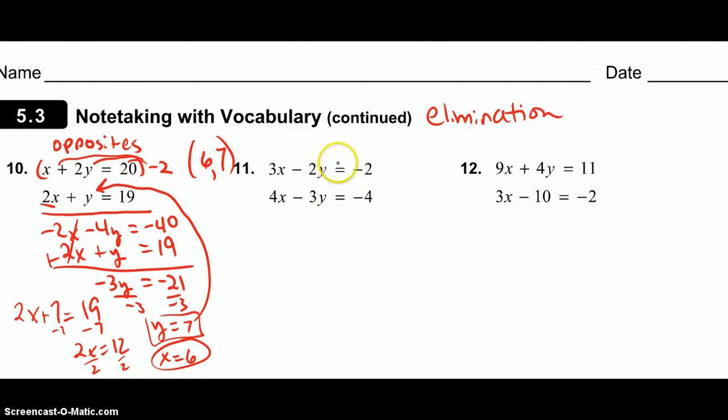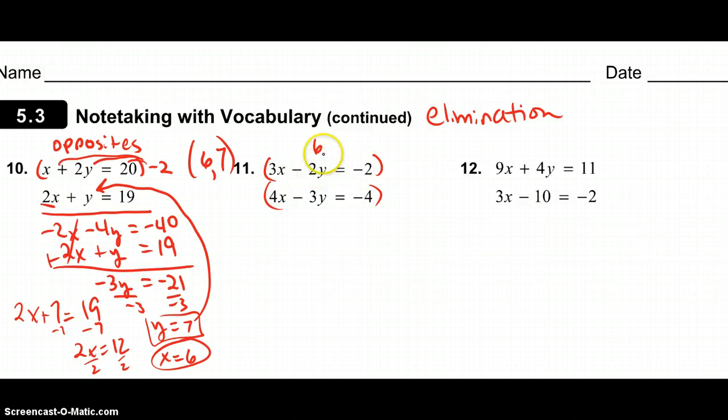So the tricky thing at first is trying to get those opposites. Look at number 11. You can either eliminate the x's or eliminate the y's. Just because we eliminate the x's on the first one, let's try to eliminate these y's. So I need these to be the opposite number. I see a 2 and a 3. 2 and 3 can both go into 6. So let's try to get both of these to be 6 right here.